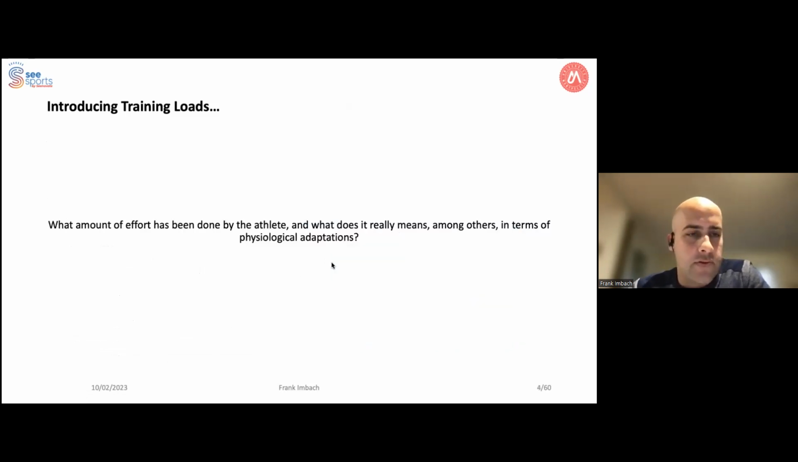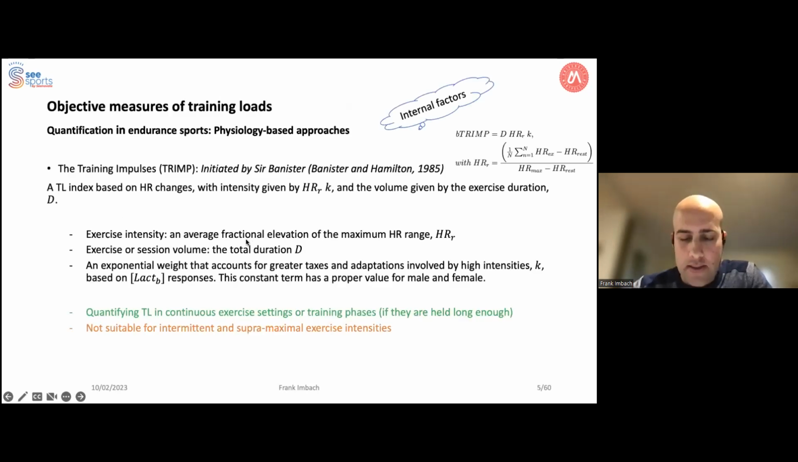So the first question could be, what amount of effort has been done by the athletes, and what does it really mean, among others, in terms of physical adaptation? So we have different manners to measure objective training loads. And first, we will start with endurance sports with physiology-based approaches.